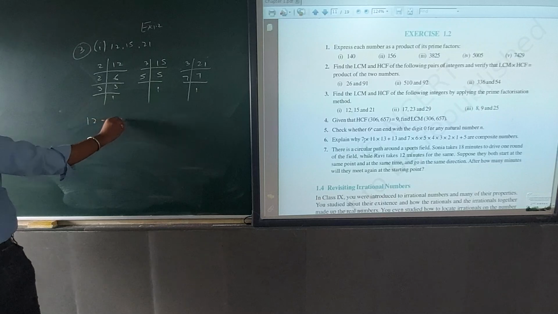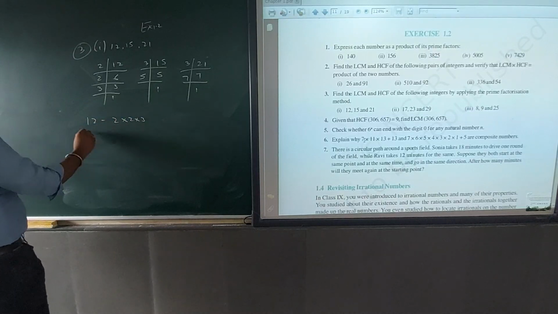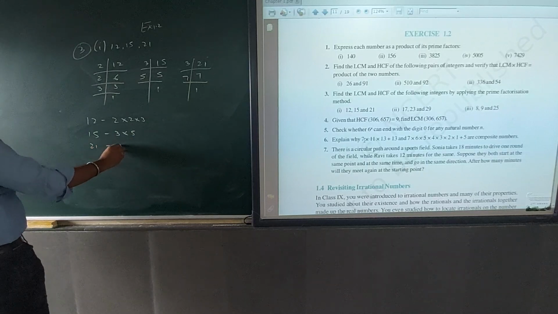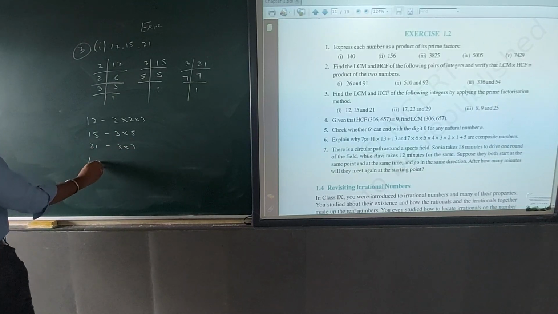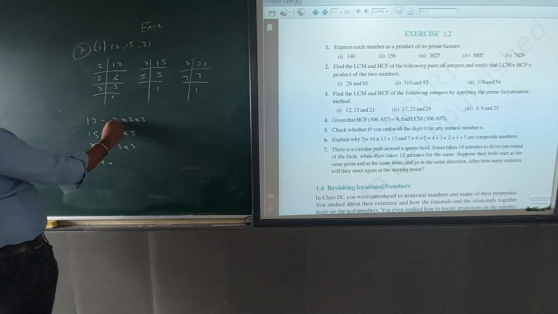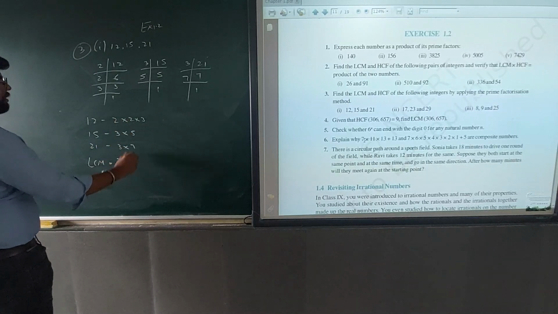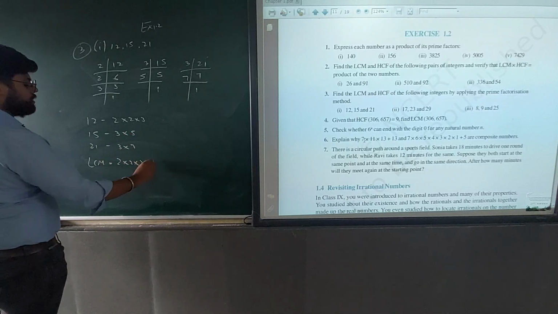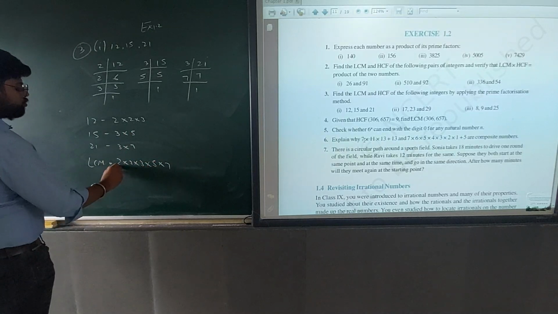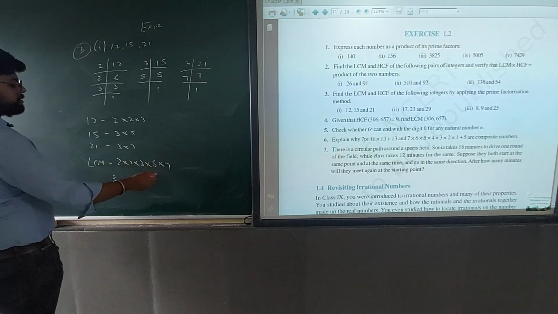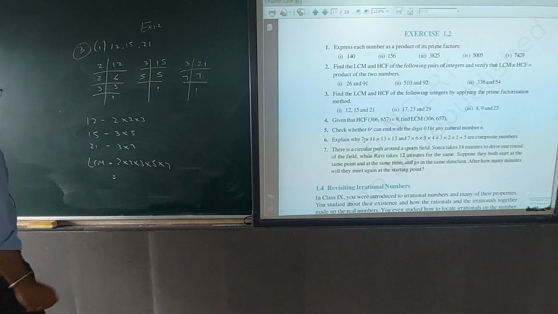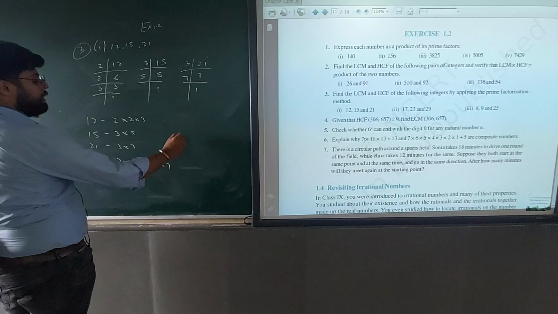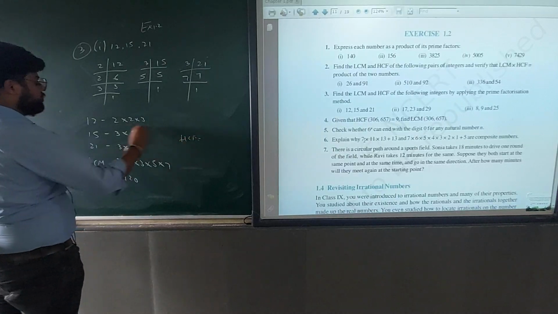So 12 is 2 into 2 into 3, 15 is 3 into 5, 21 is 3 into 7. So now what is the LCM? Maximum 2 times here. 3 is 1 time, 1 time, 1 time, so you take 1 time. 5 is 1 time, 7 is 1 time. So 2 2s are 4, 4 3s are 12, 12 5s are 60, 60 into 7, 420.